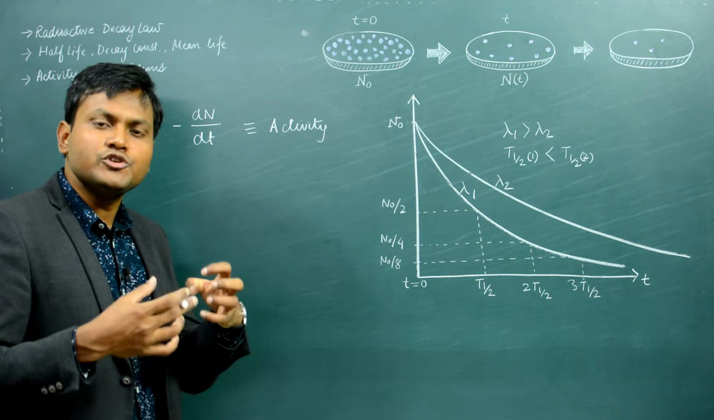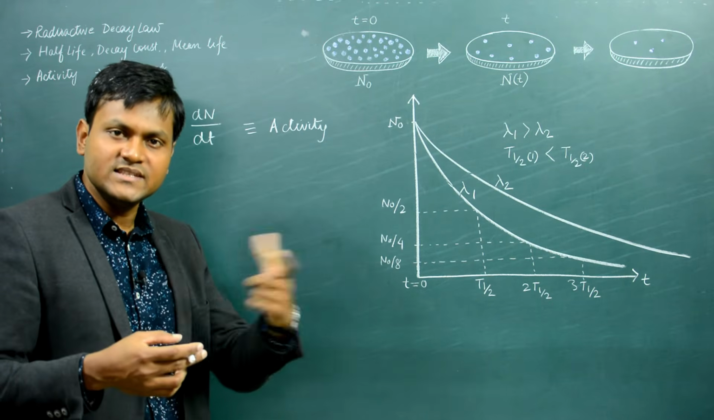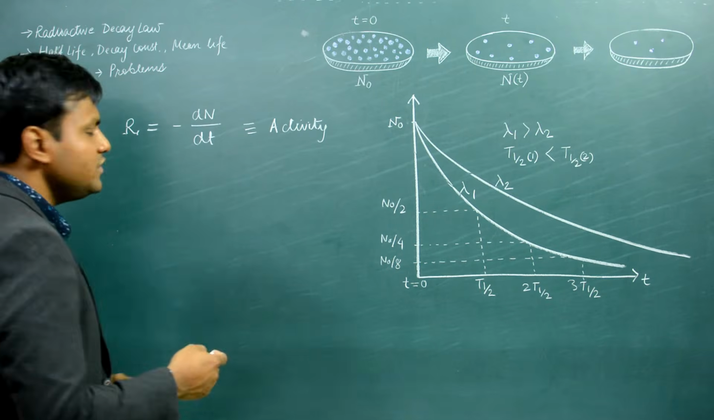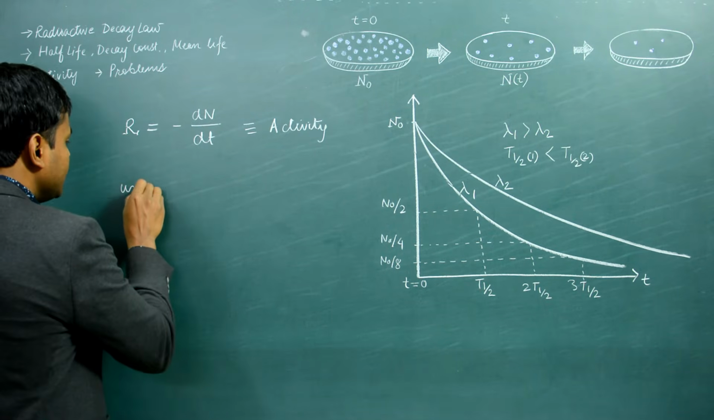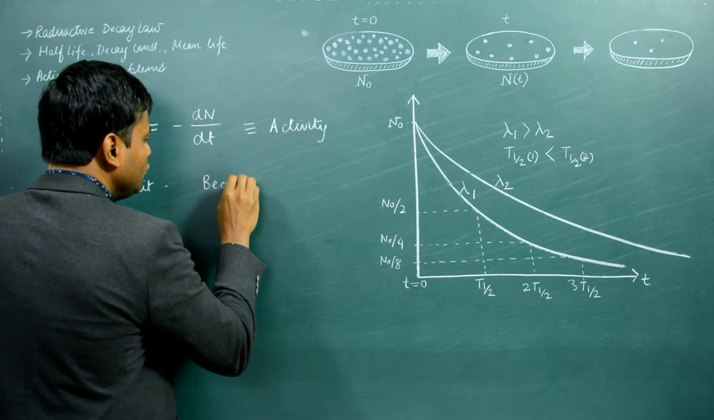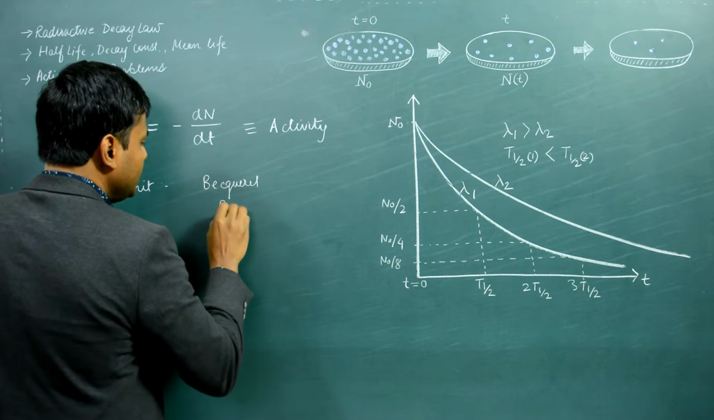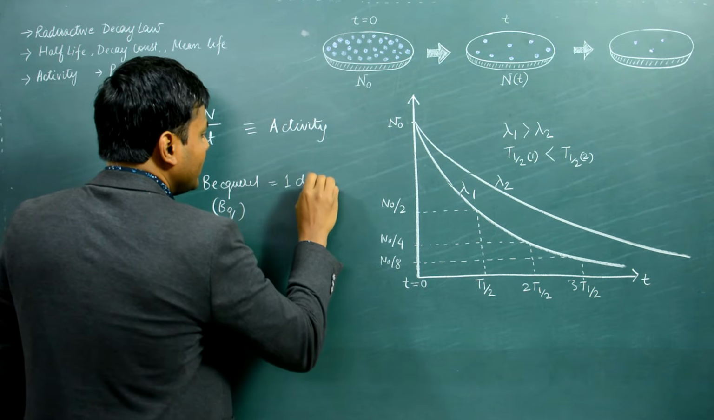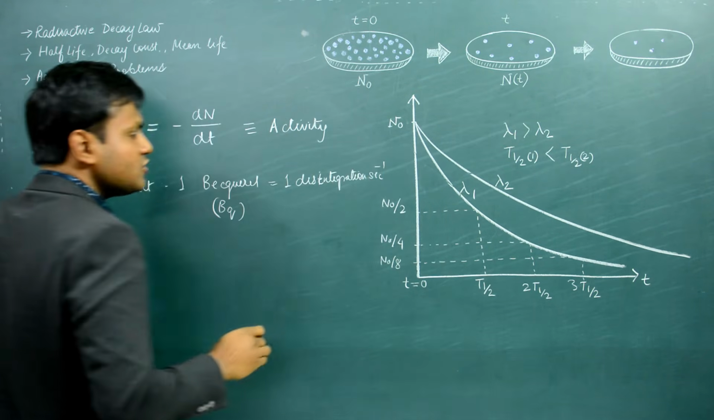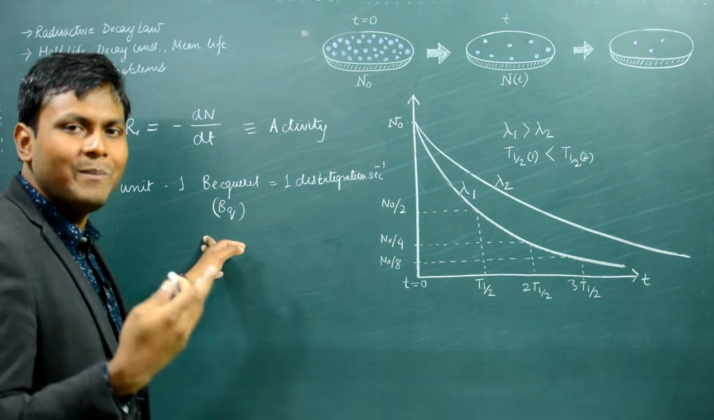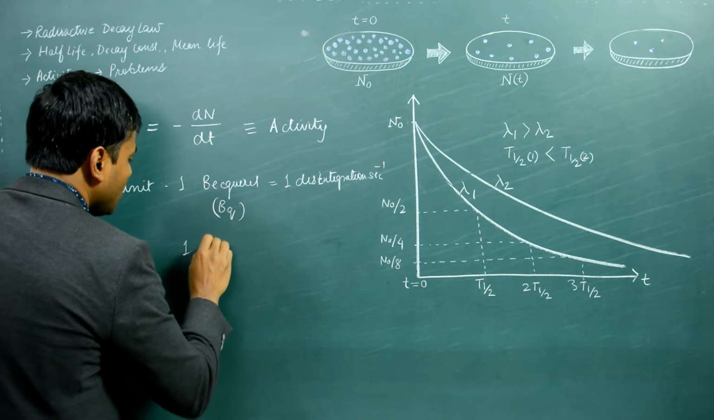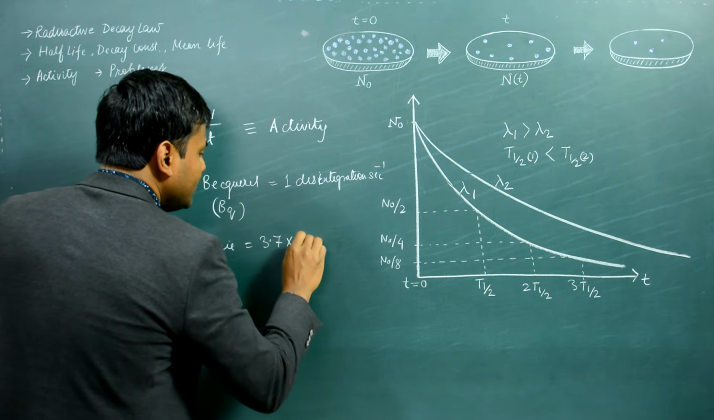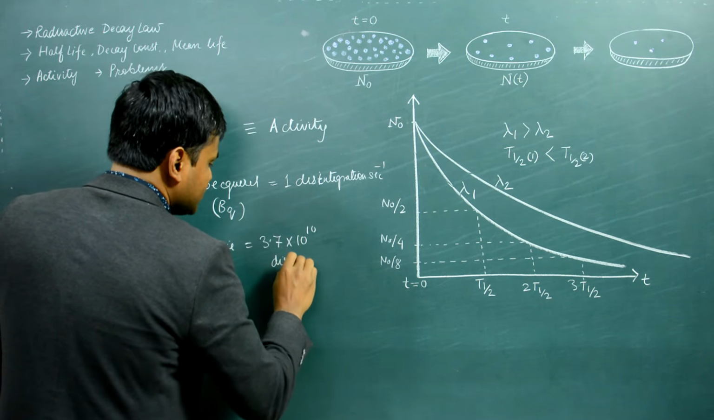Now this activity also changes with time. As the number of the sample decreases, the activity also decreases with time. So this is given as a specific quantity, and this quantity has a unit. The unit of activity is becquerel, or Bq. So 1 becquerel is defined as 1 disintegration happening per second. Alright, so 1 disintegration per second is known as 1 becquerel. There is another unit associated with it, that is called curie. So 1 curie is equal to 3.7 × 10^10 disintegrations per second.